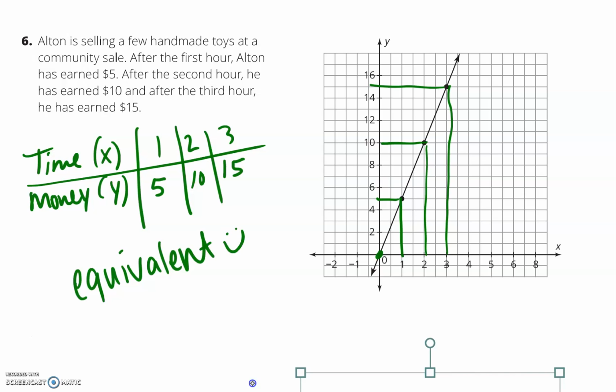Alright, so for your homework you will be doing questions 1, 2, and 4, the ones that I did not do, and you are testing to see if you have two equivalent equations or functions together. Alright, happy mathing!